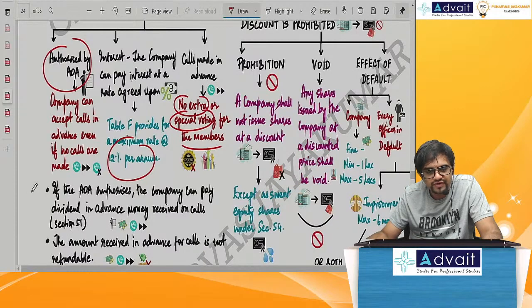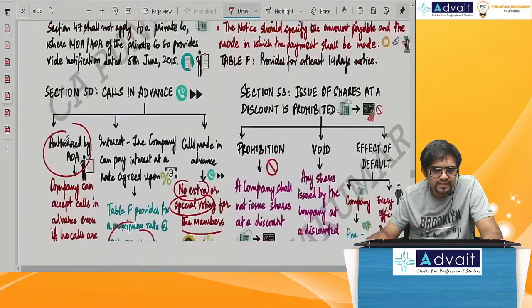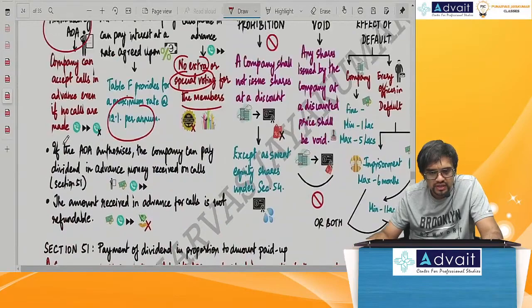Call in advance is different. If AOA authorizes, then the company can pay dividend on advance money received on calls. The amount received in advance for calls is not refundable. Obviously, you cannot refund that later. This is with respect to Section 50.